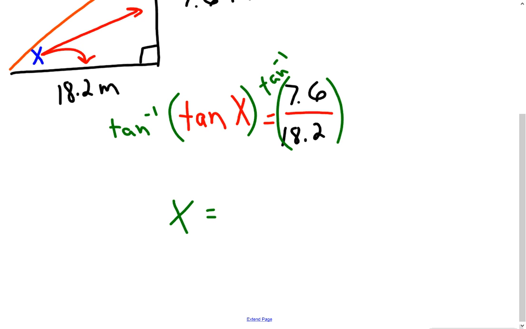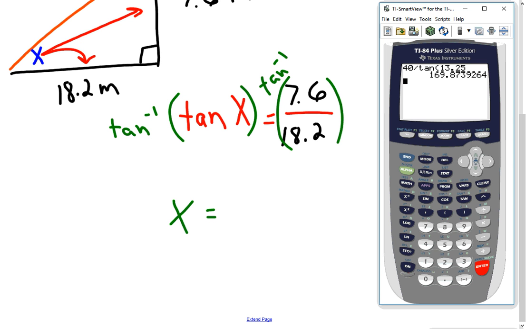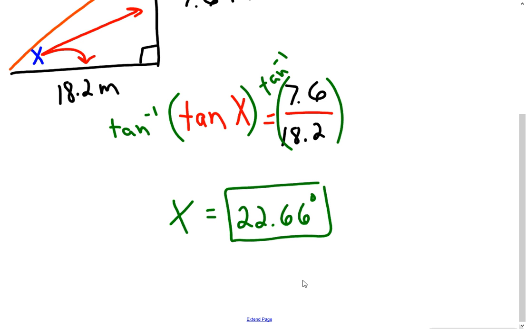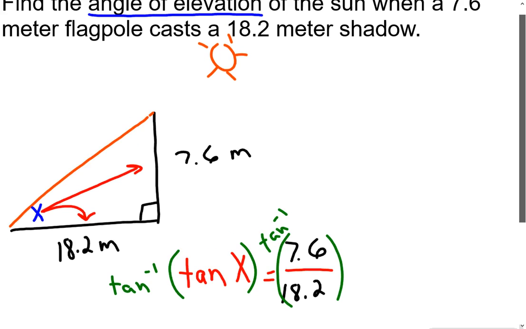But this is where our calculator is going to come in handy. So on this one, remember, to get the inverse, we push second and then tangent. And then I type in 7.6 divided by 18.2. I push enter, and I find out that the measure of my angle of elevation is 22.66 degrees. So the angle that the sun is at that point in time during the day is 22.66 degrees.